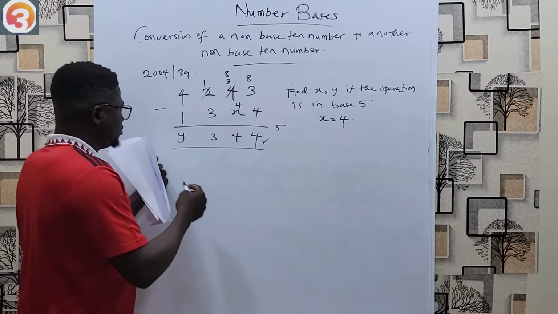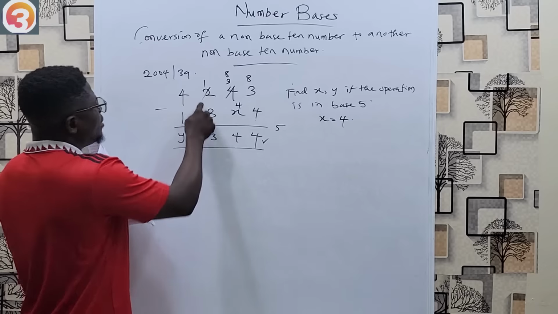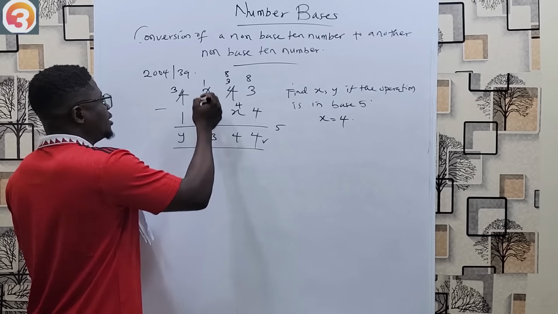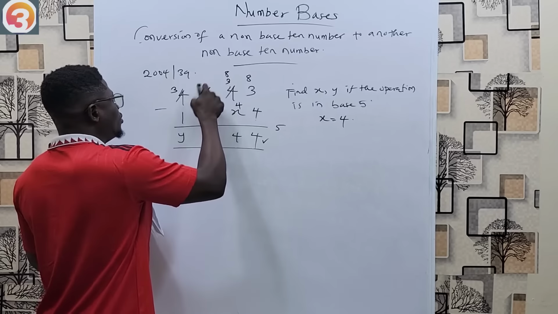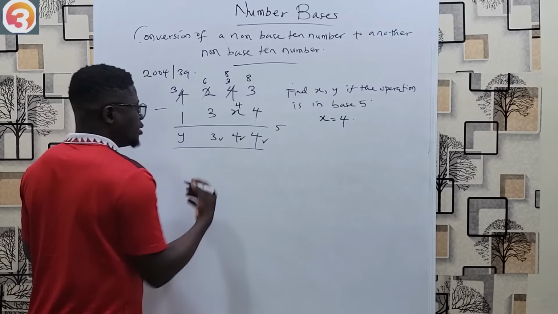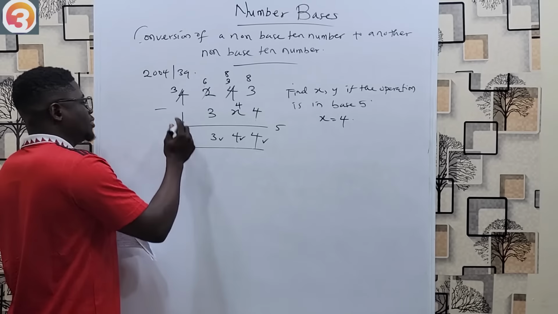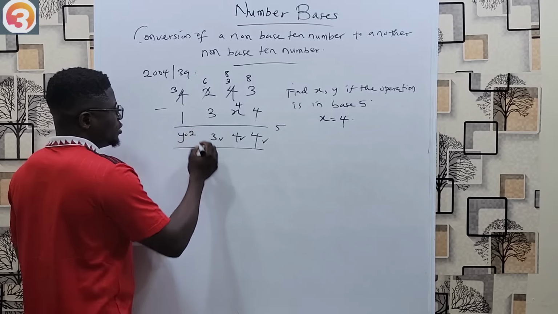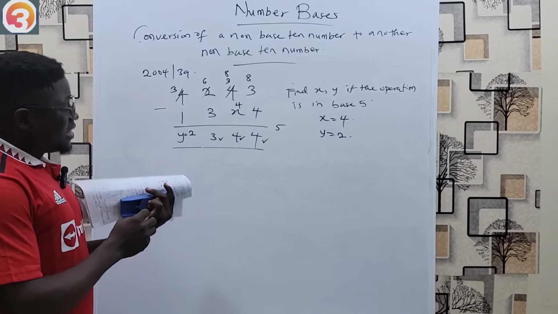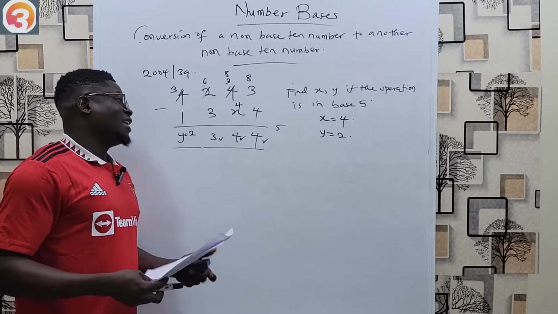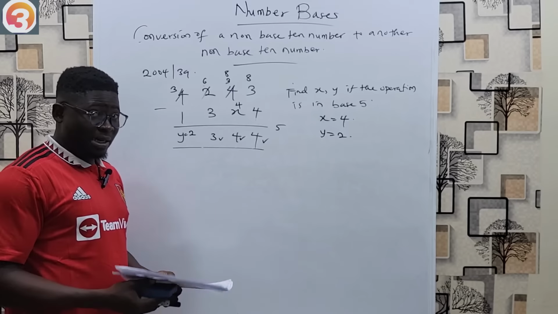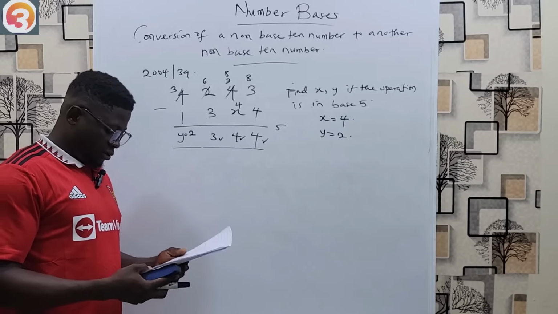We'll continue. 1 minus 3 cannot, so we borrow from here, which becomes 3. Then we add 5 plus 1, which becomes 6. 6 minus 3 is 3. Check. Correct. So now 3 minus 1 is 2. So y is equal to 2. It's very, very easy. I think this will be the fastest question we have solved today. And I'm not going to go over it again because I've explained the trick to subtraction in number bases.